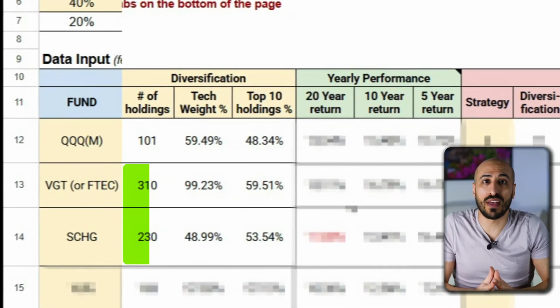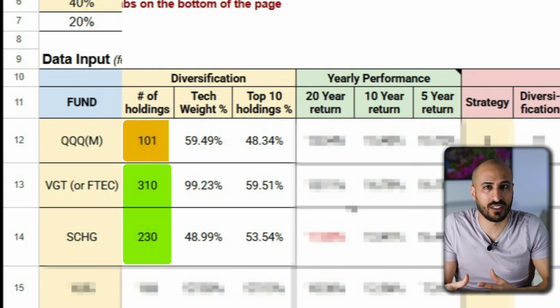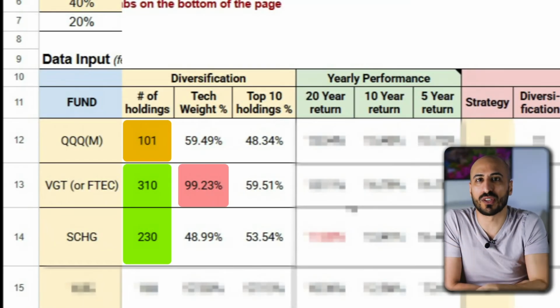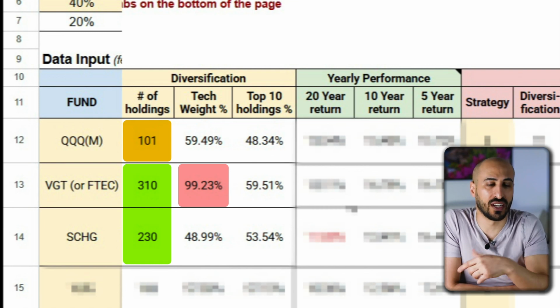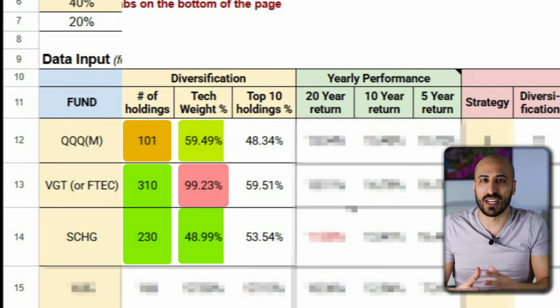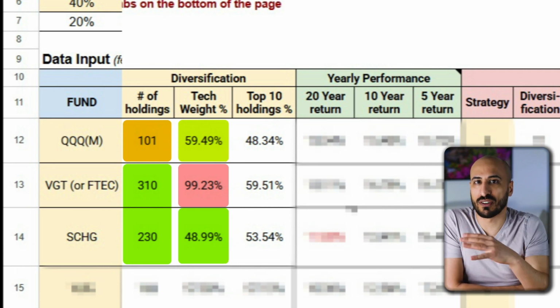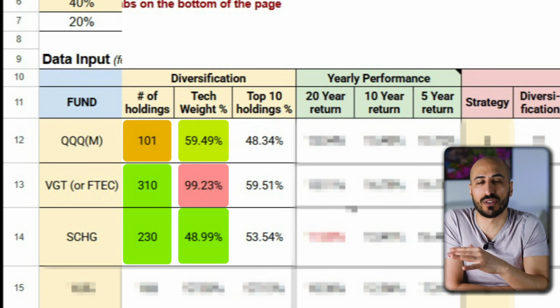SCHG and VGT both have a higher number of holdings with 310 and 230 compared to the 101 of QQQM. When it comes to the weight of the tech sector, VGT is obviously at a disadvantage because it has no diversification at all. The whole ETF is based on tech, and the only reason why you don't see 100% here is that the ETF has little short-term reserve in a liquidity fund. If we compare QQQM and SCHG, both ETFs have a better diversification in terms of tech, and in particular, SCHG shines as the most diversified with 48.99% in tech compared to 59.49% of QQQM.